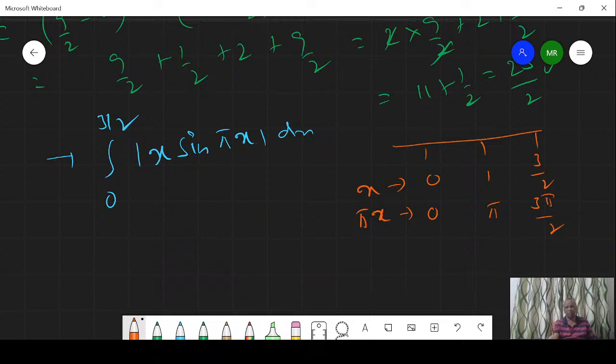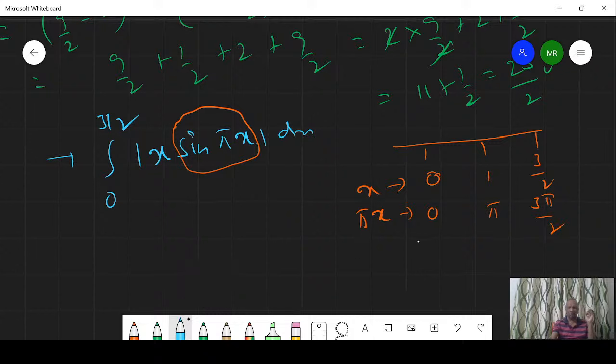Because I want to check this. 0 to pi. Because clearly we know x values are positive. So this is positive. I should decide about the sin pi x value. What is sin pi x? Clearly x is positive here. What about the sin pi x value? Because again you should remember the modulus function. Mod x equal to x when x is positive. Mod x equal to minus x when x is negative. That you should remember.